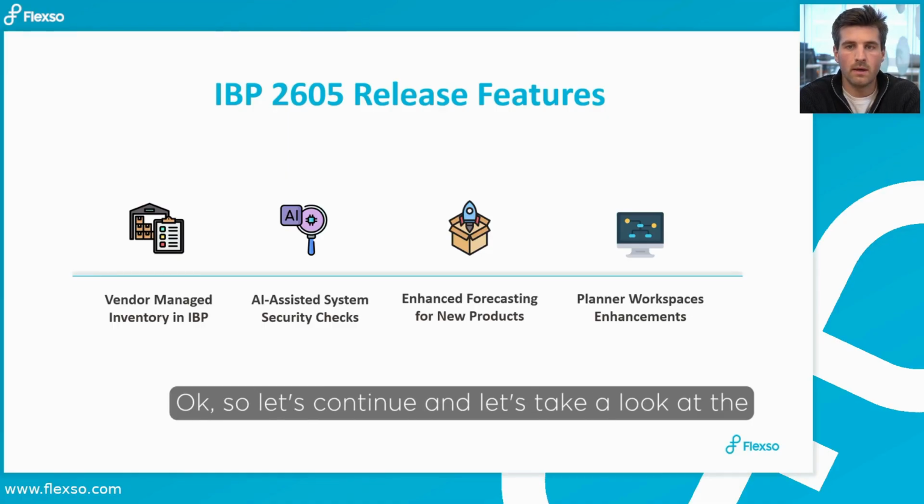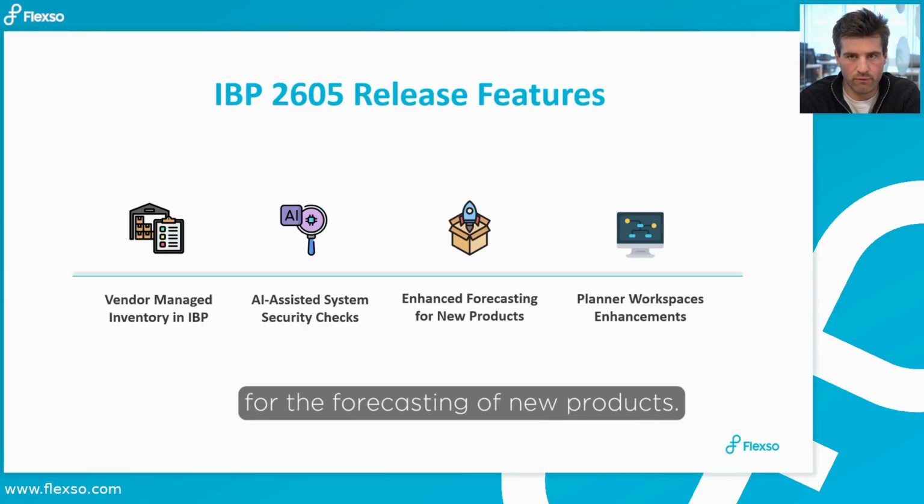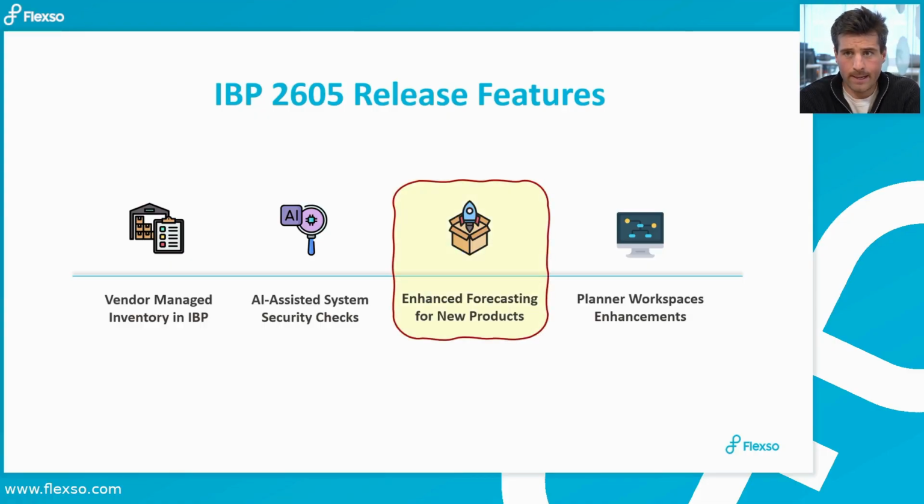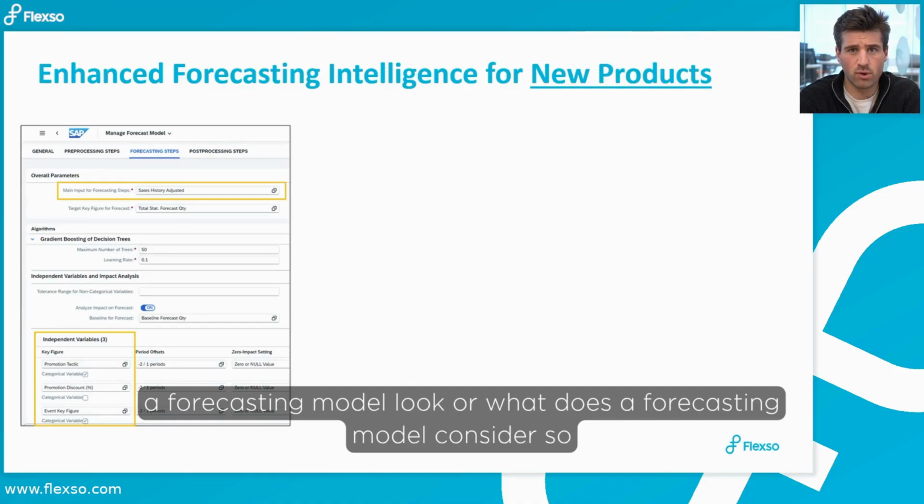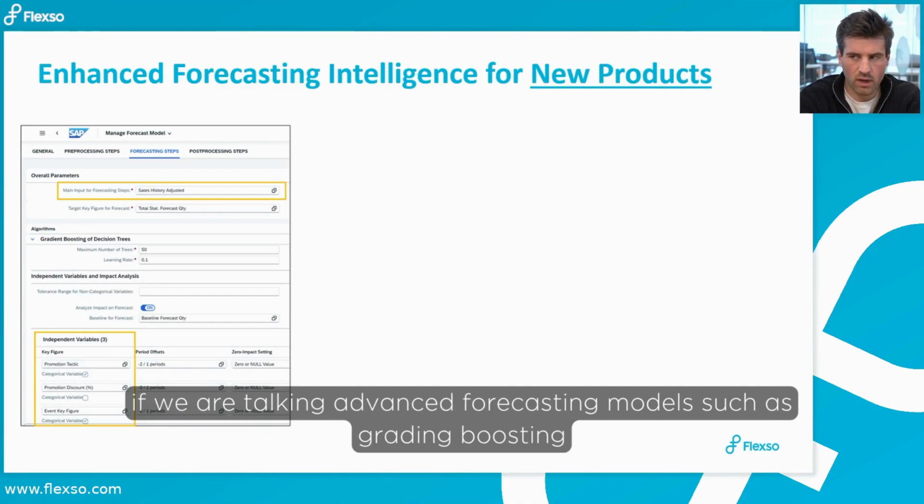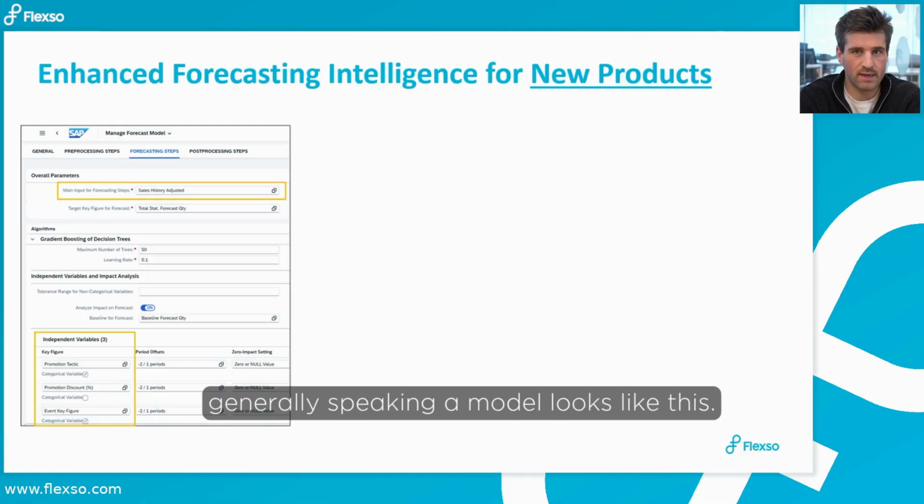Yeah. Okay, so let's continue and let's take a look at the new introduction, or the enhancement, that SAP has introduced for the forecasting of new products. If we just take a general look at how a forecasting model looks or what a forecasting model considers: if we are talking advanced forecasting models such as gradient boosting, for example, which can consider independent variables, then generally speaking, a model looks like this.